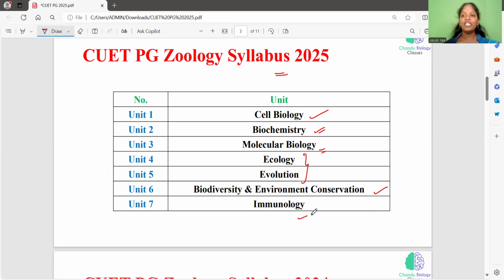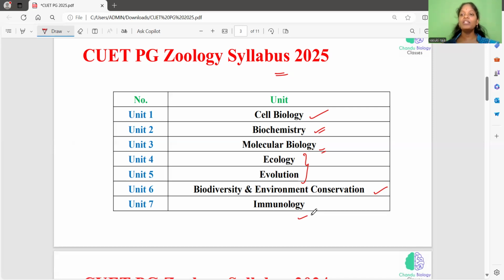And unit 7 will be immunology. Okay, immunology, once again, the most important area. When it comes to immunology, we have to read how our immune system works, how each cell is involved in this defense mechanism, and what types of defense we have. What is innate immunity and what is adaptive immunity, what are the types placed under innate immunity, and what exactly is adaptive immunity.